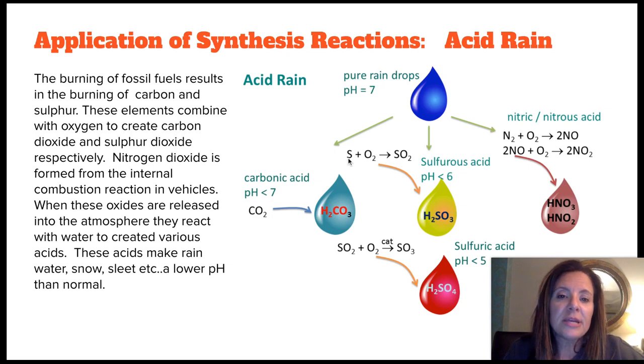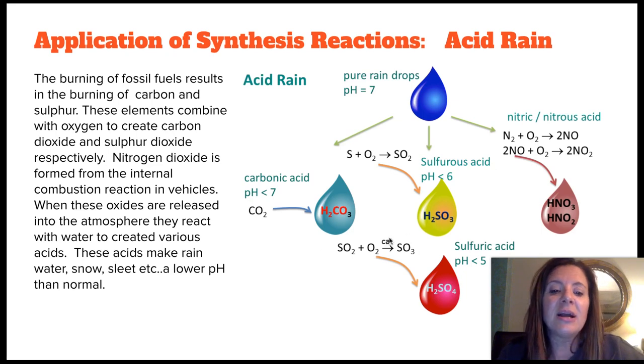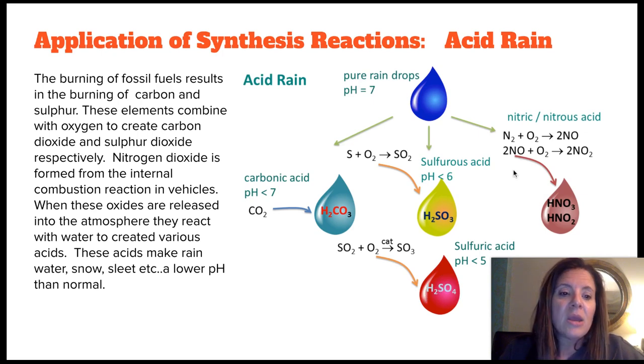When sulfur emissions react with oxygen, they create sulfur dioxide, which will then further react with water to create sulfurous acid. Now, sometimes that sulfur dioxide will further react with oxygen in the atmosphere, catalyzed by ultraviolet radiation from the sun, to create sulfur trioxide. When that sulfur trioxide then reacts with water, it will produce sulfuric acid.